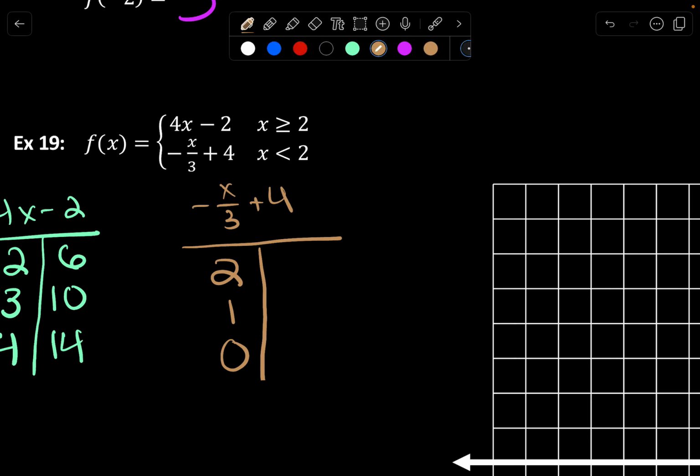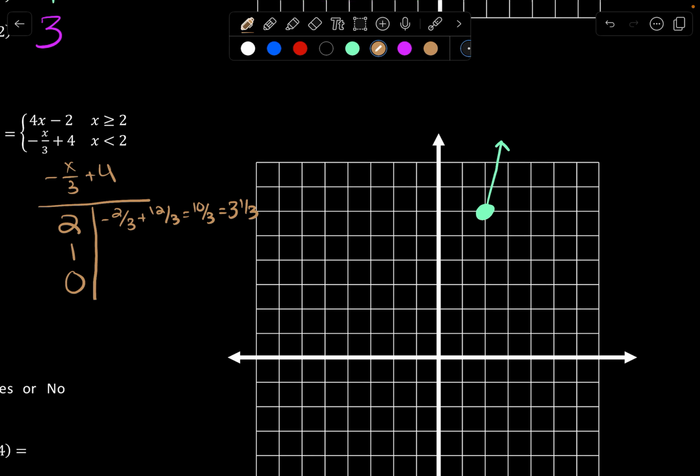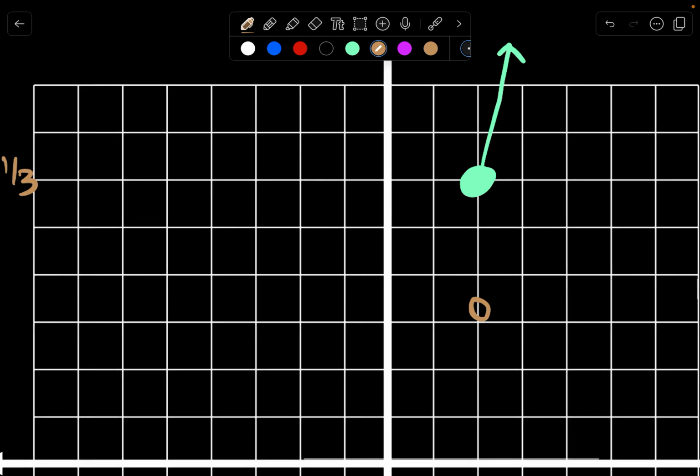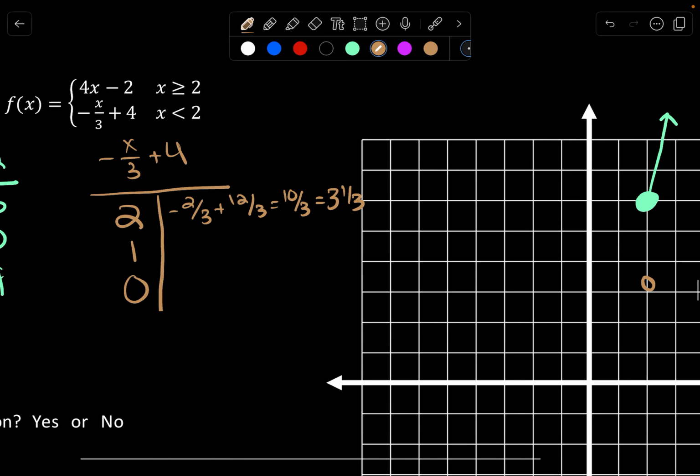All right, when we plug in 2, we get negative 2/3 plus 4. Y'all don't get a calculator this unit, so you might have to do these fractions. So create a common denominator. So we get 12 over 3 minus 2/3, which is equal to 10/3, which gives us 3 1/3. So a little above 3. So we'll have 2, and then a little above 3, and this will be an open circle because it's non-inclusive at 2 for this piece.